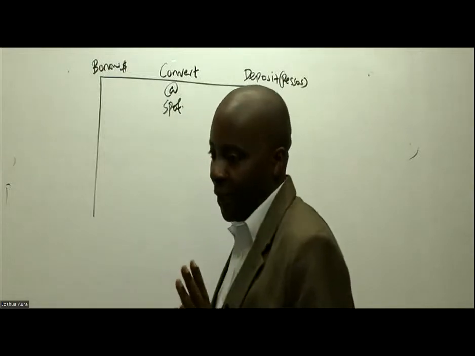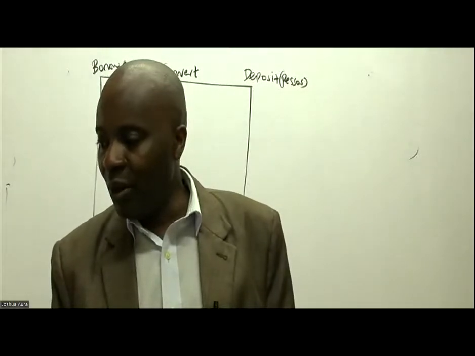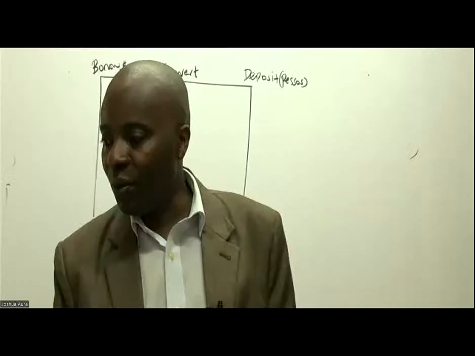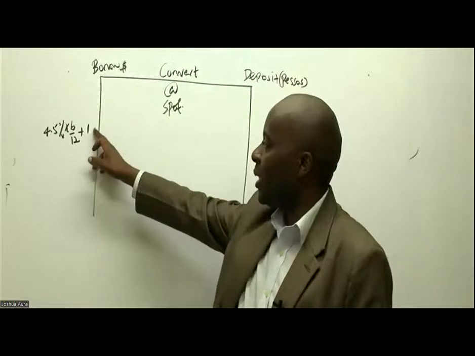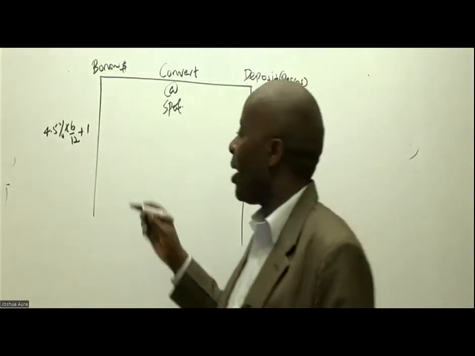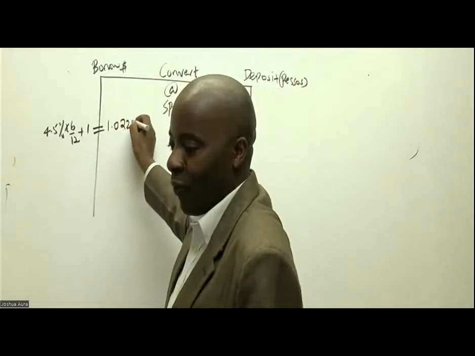Now, you guys have given me the borrowing rate of the dollar. Dollar borrowing is 4.5% per year. So we have here 4.5% times 6/12 plus 1 for the dollar. Could you kindly give me this answer? I hope you remember this part here. 4.5% times 6/12 plus 1. Marietta Mutunga, give me this. It gives me 1.0225.